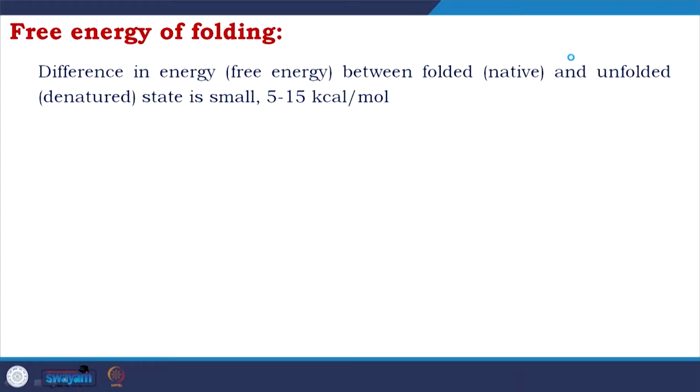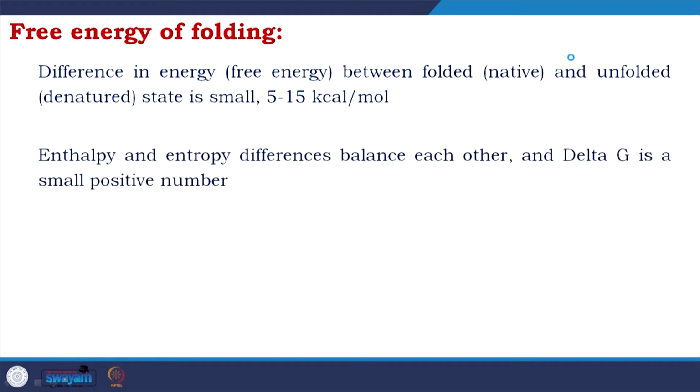In future, you will see I will talk about the process of crystallization, process of protein folding, process of crystallization, which are stabilizing processes kind of going through similar thermodynamic pathway. So, coming to the free energy of folding, the difference in free energy between folded, the native, and unfolded state is 5 to 15 kilocalorie per mole. Enthalpy and entropy difference balance each other, which we talked about, and delta G is a small positive number.